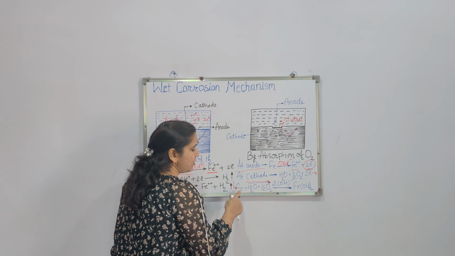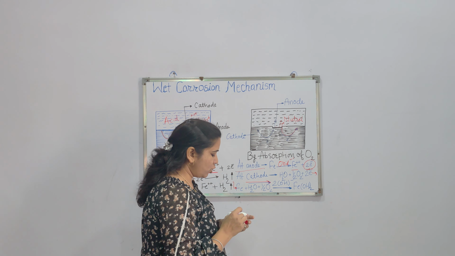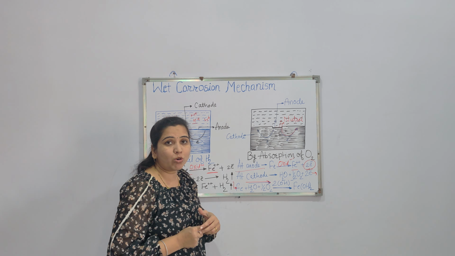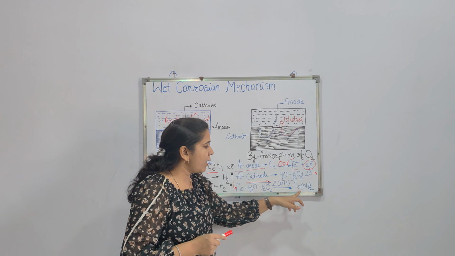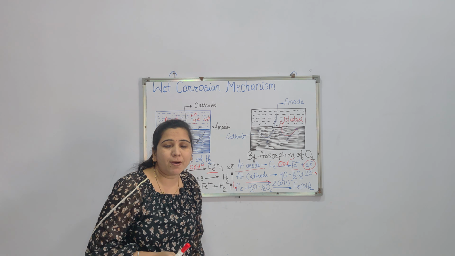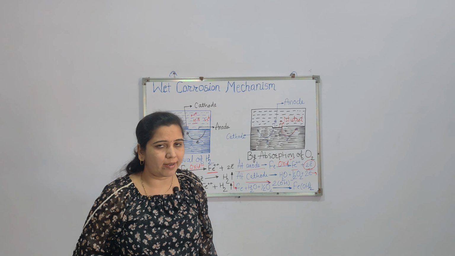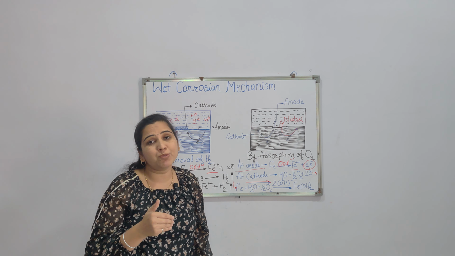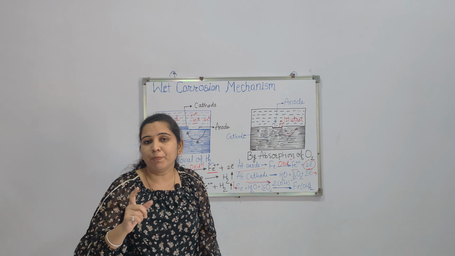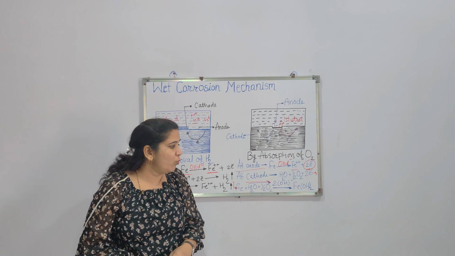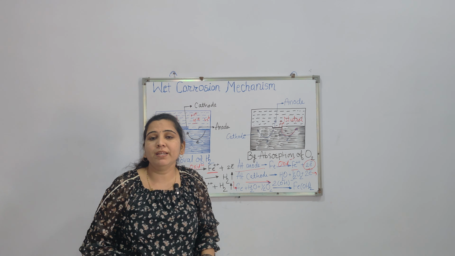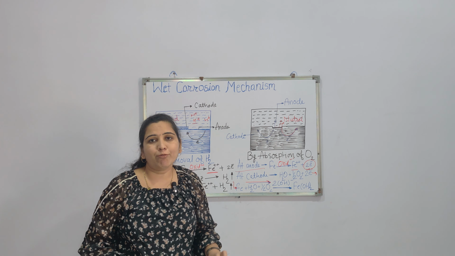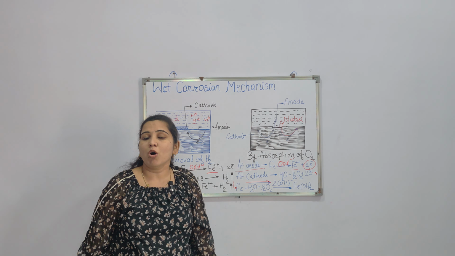So the net reaction is that Fe plus H2O plus half of O2, electrons will get cancelled to form Fe(OH)2. Fe(OH)2 is ferrous hydroxide. It is a yellow colored product, which is the very first product of the corrosion, of the particularly wet corrosion. So once this is formed, corrosion has totally occurred and formation of this product has occurred there.